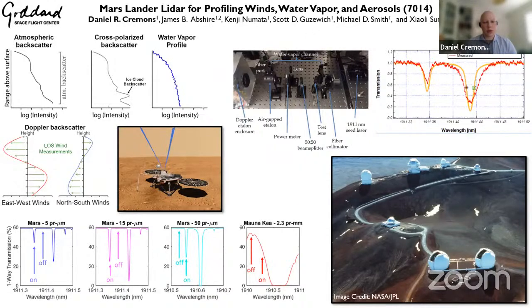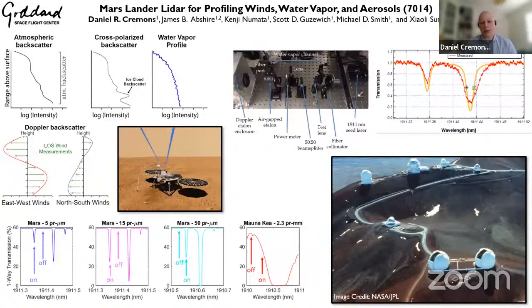So that's what's shown in the bottom left there, the water vapor lines that we've chosen to measure for varying levels of precipitable water on Mars, ranging from 5 precipitable microns up to 50. And then on the far right, on the bottom, is the spectrum of anticipated water vapor absorption from Mauna Kea over a 1 kilometer path length.